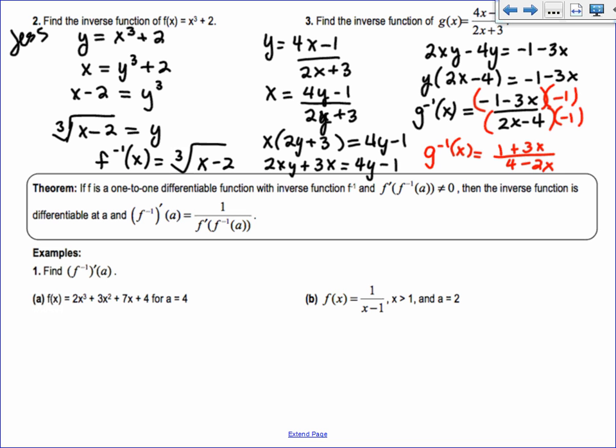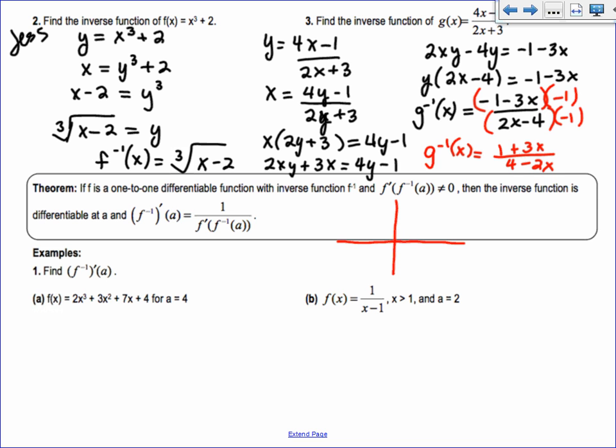Okay, so how do you take the derivative of an inverse? It's a little bit weird. The derivative of an inverse ends up being 1 over f prime of f inverse of a. So I tried to explain that, and you guys have a picture that I don't have on this notes file.